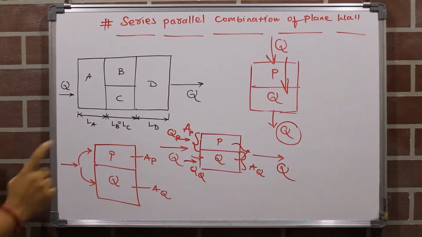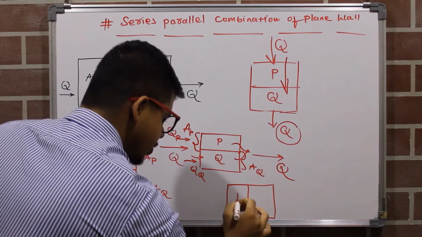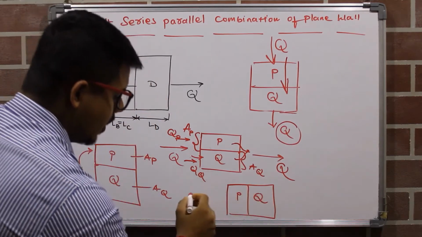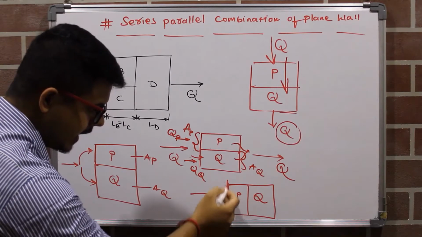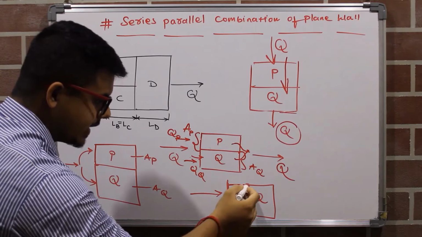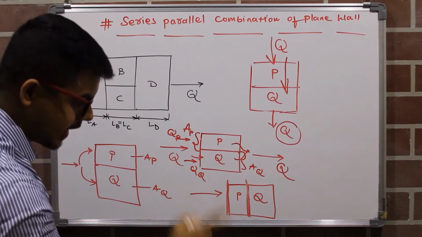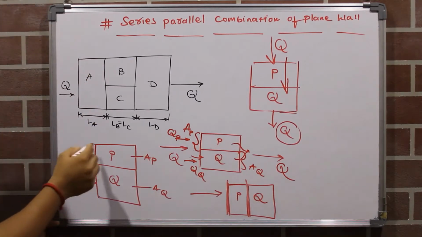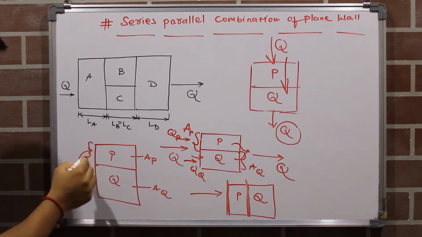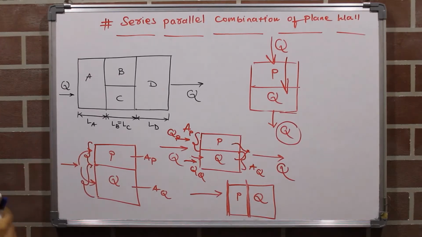But in series combination, this is wall P and this is wall Q. The direction of heat is perpendicular to the area. This is our area, and this area is the same as this area. That means the area of both walls in series combination is the same. Why the same? Because we have a line-to-line connection, whereas in parallel the heat has to divide into 2 parts, and you can see from the figure that the area perpendicular to heat flow will be different. So that point has to be remembered by you.